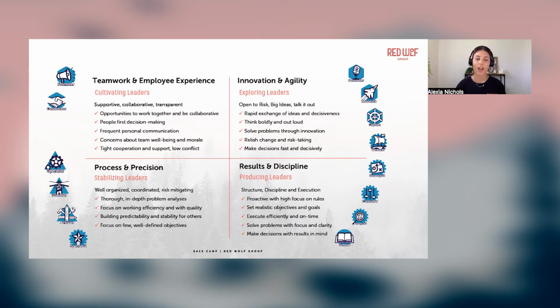So what that means is thinking, okay, what needs to be done now? What task can I focus on? They'll want to complete that task before moving on to the next. So really focusing in on a couple of things to get it done right, rather than being a person who would have multiple priorities going on at once. So those are your stabilizing leaders who sit in that process and precision quadrant.